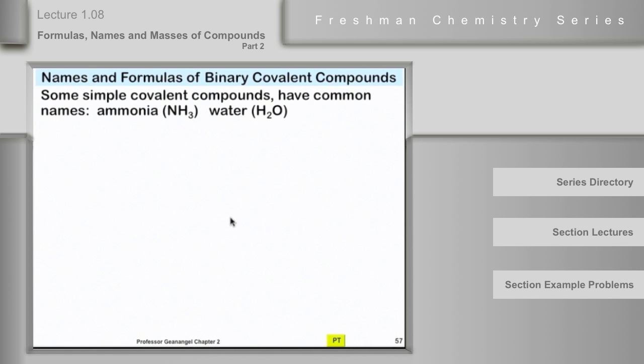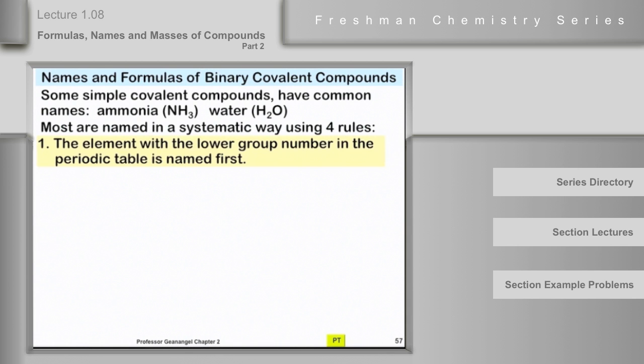Let's talk about naming binary covalent compounds. Covalent compounds made up of two different kinds of elements, atoms, if you will. Now, there are some of these simple covalent compounds that have common names, like ammonia and water, for example. And we just use those names. We don't call water dihydrogen monoxide or some funny thing like that. We just call it water. Now, for other compounds, we use a systematic method for getting the name that has 4 rules in it, and they're going to be pretty familiar.